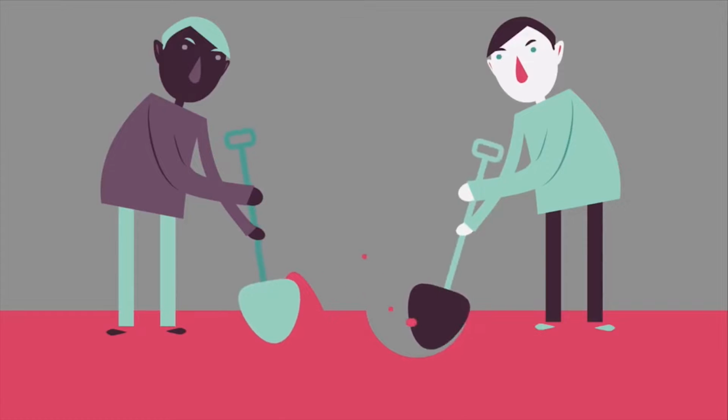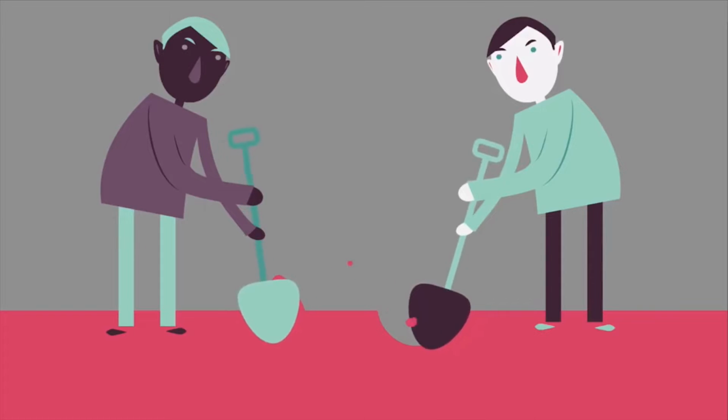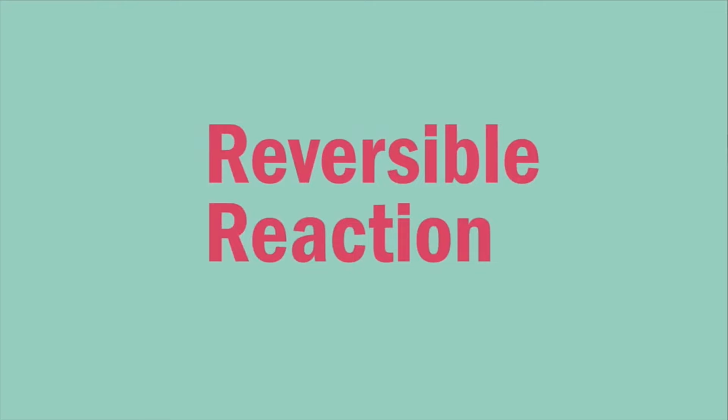If you are digging the hole faster than your friend, the hole gets larger. If your friend is filling the hole faster than you, the hole gets smaller. But if the two of you are working at the same speed, there would be no change to the size of the hole. The same concept can be applied to a reversible reaction.